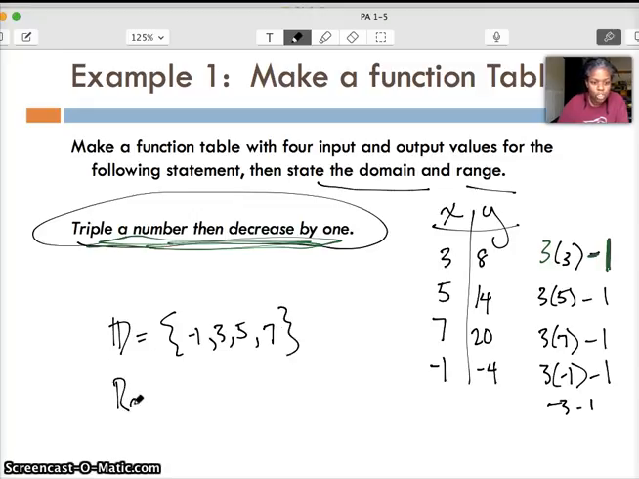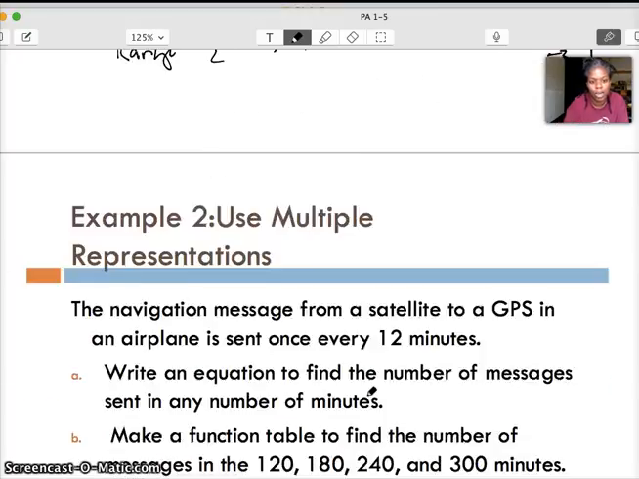And the range is given as the following: -4, 8, 20. I'm going to write it in order. You don't really have to write it in order, but I'm just doing it because I like it. All right, so -4, 8, 14, and 20. Yeah, that's it. So that's how you make a function table, and that's how you answer that question.